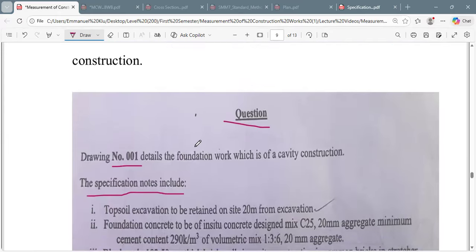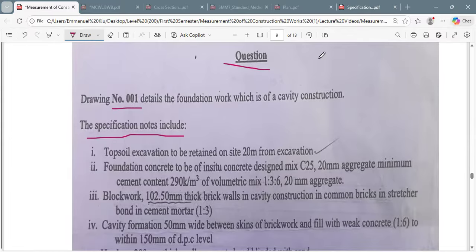So these are the specifications they are giving you. The specifications play a vital role, so you don't have to joke with the specification. Specification writing is the process of creating detailed documents. Let's proceed.